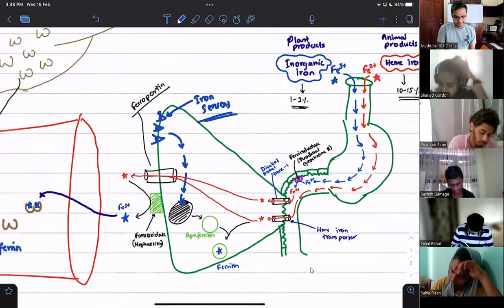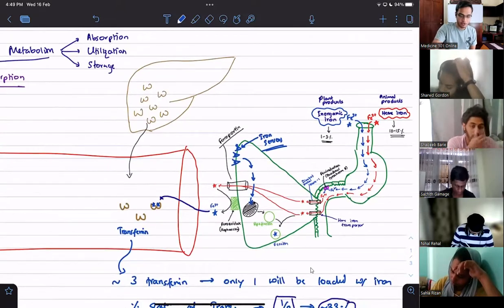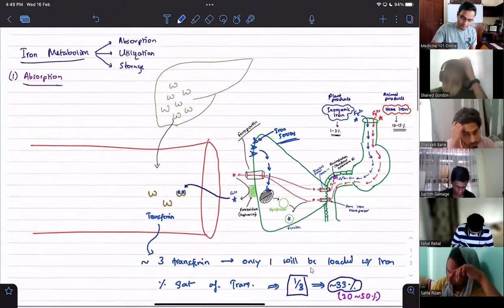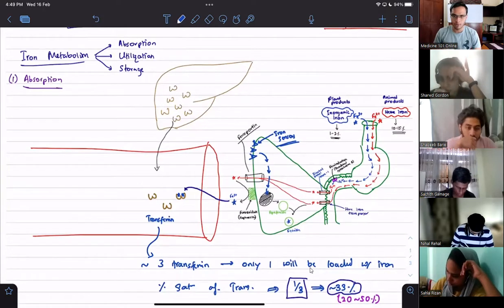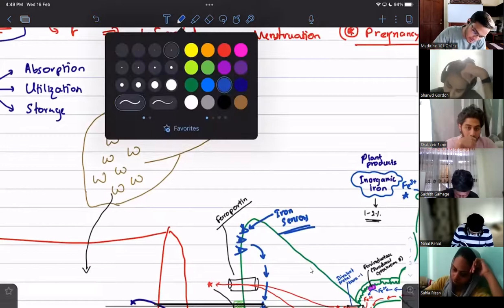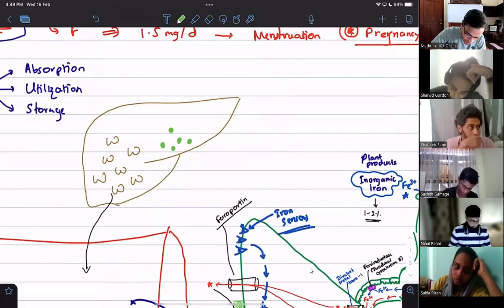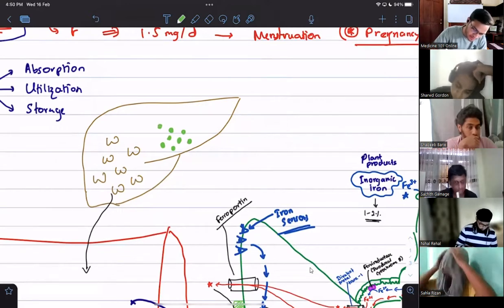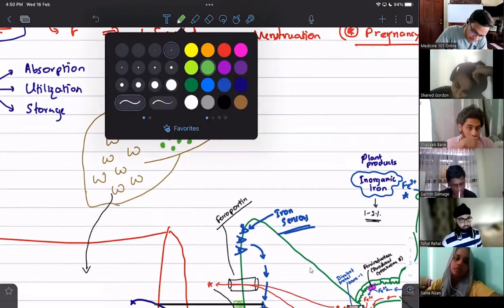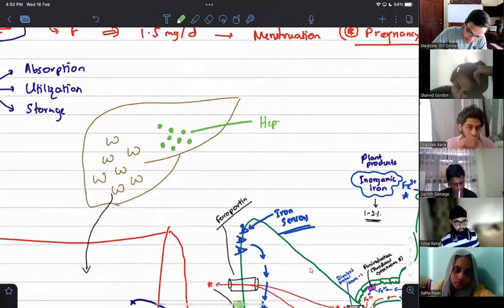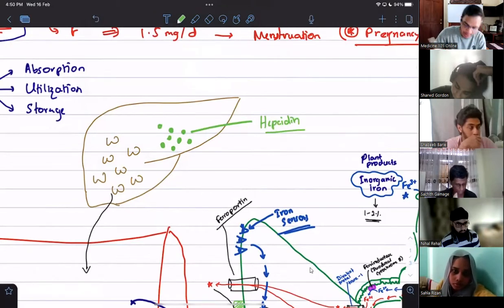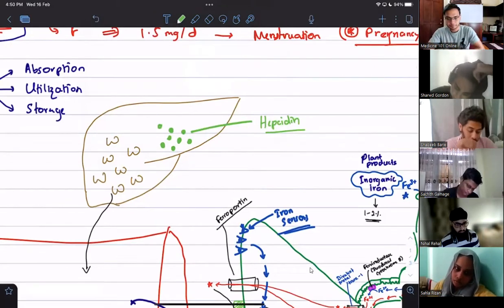Then one more molecule we need to talk about here, guys. From the liver itself, we have this other molecule being produced. You can draw it something like this, right? It's also a protein. This is called, guys, hepcidin.